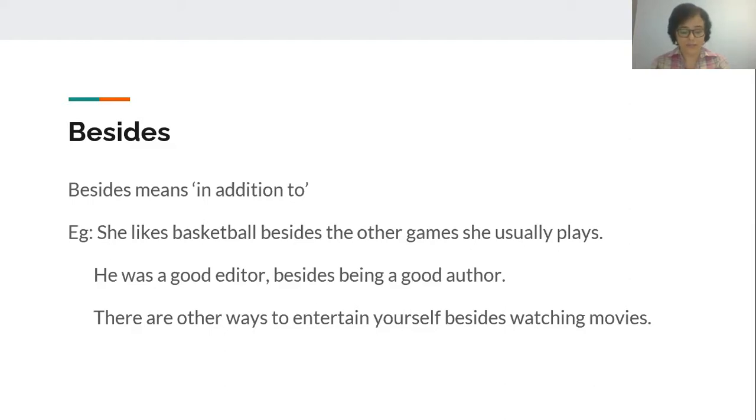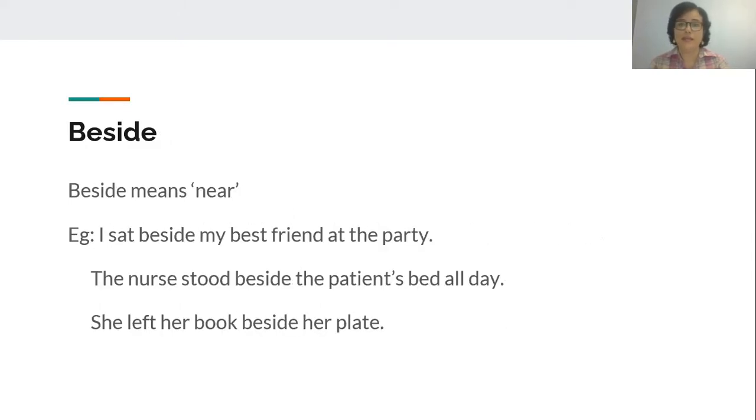Okay, in addition to. He wanted to put up the picture besides hanging the huge clock on the wall. So he already had a huge clock on the wall, but he also wanted to put up a picture there. So both. In addition to the clock, he wanted the picture. He wanted both things on the wall. They visited grandmother besides going to the park. So, in addition to going to the park, they also visited the grandmother. So, besides with an S at the end means in addition to. And beside without the S, this word here means near.